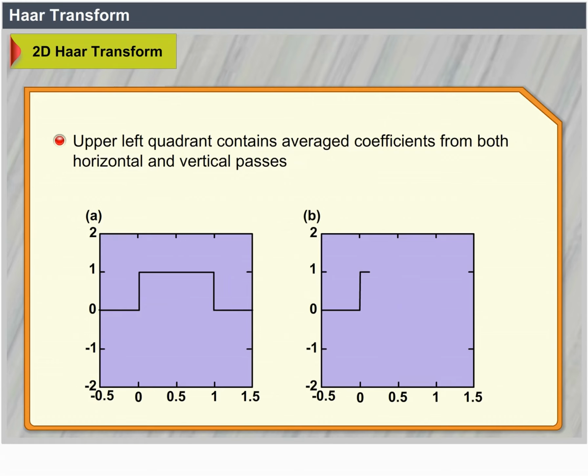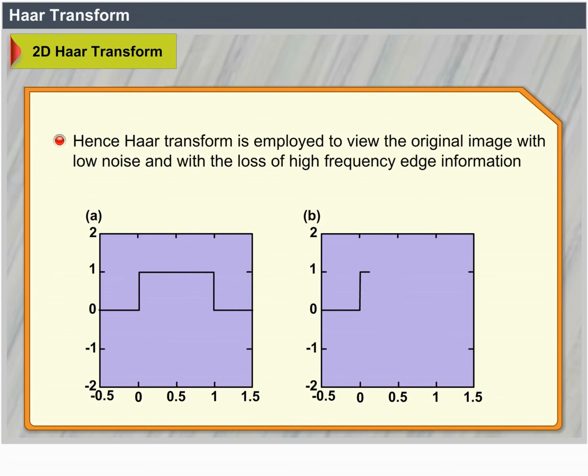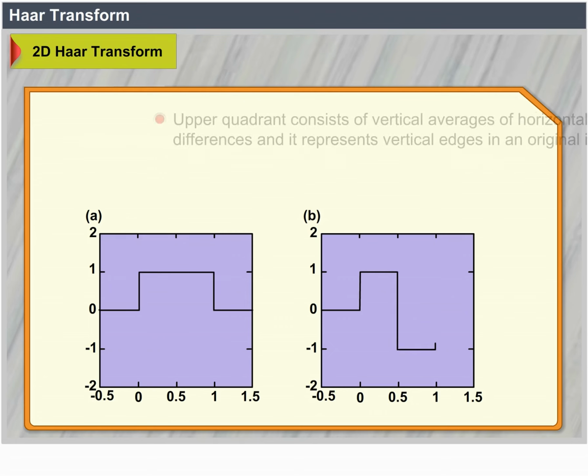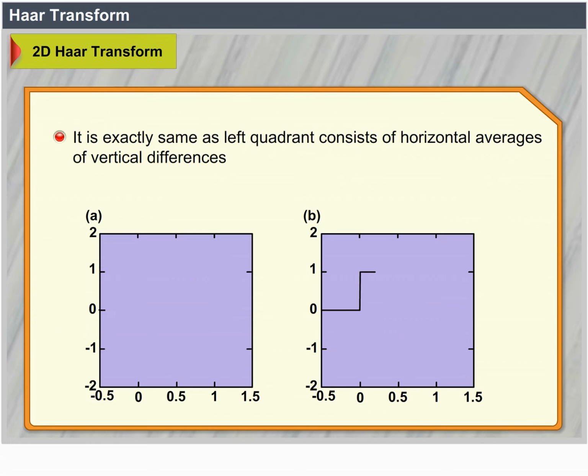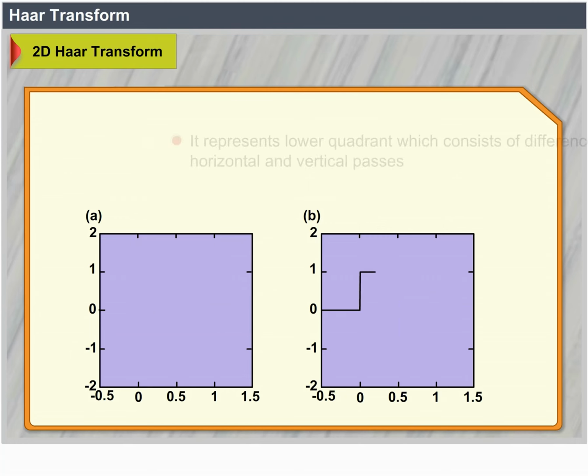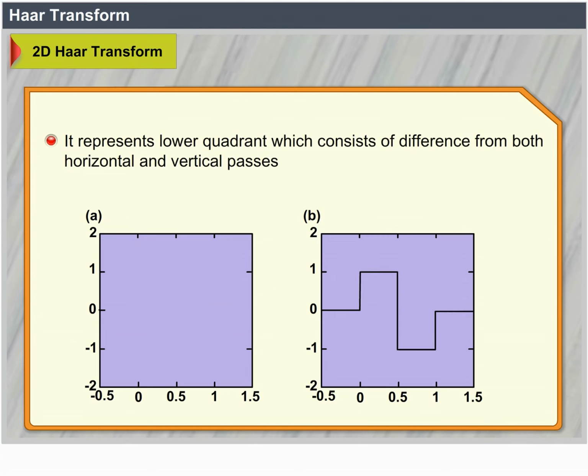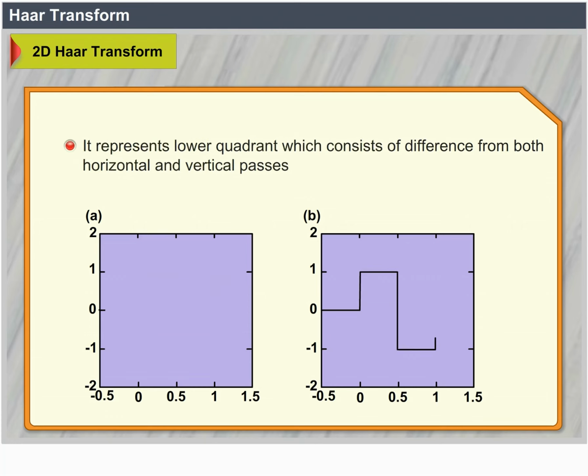Upper left quadrant contains average coefficients from both horizontal and vertical passes. Thus, the Haar transform is used to view the original image with low noise and high frequency edge information. Upper right quadrant consists of vertical averages of horizontal differences, and it represents vertical edges in the original image. Similarly, the lower left quadrant consists of horizontal averages of vertical differences, and it represents horizontal edges in the original image. Lower right quadrant consists of differences from both horizontal and vertical passes.